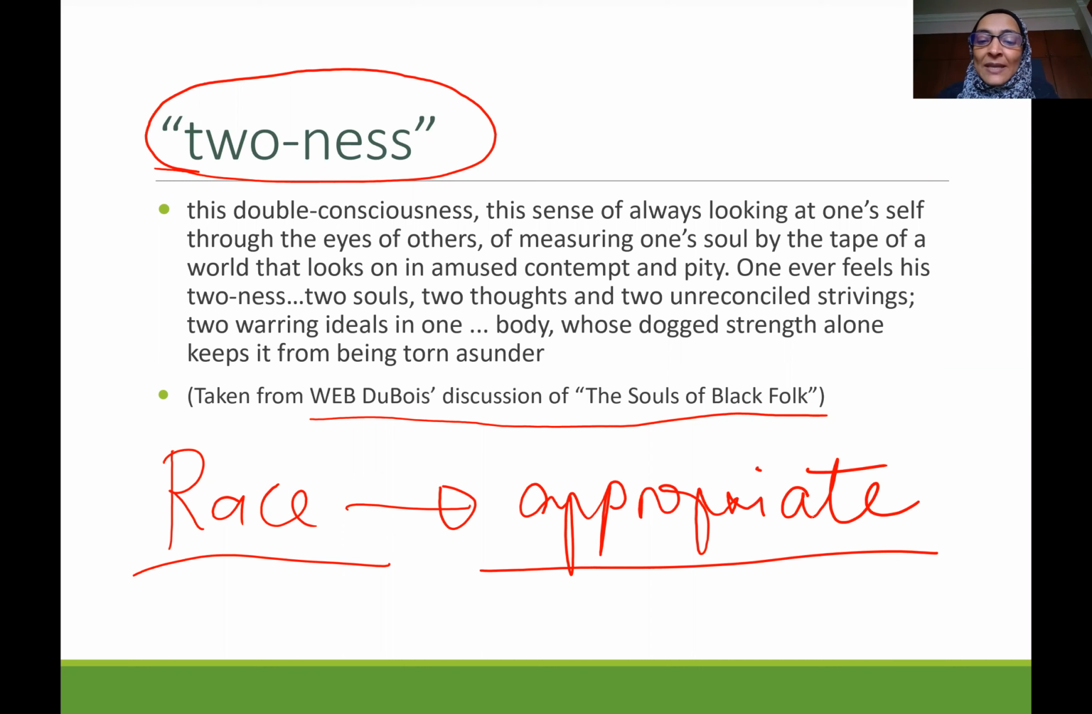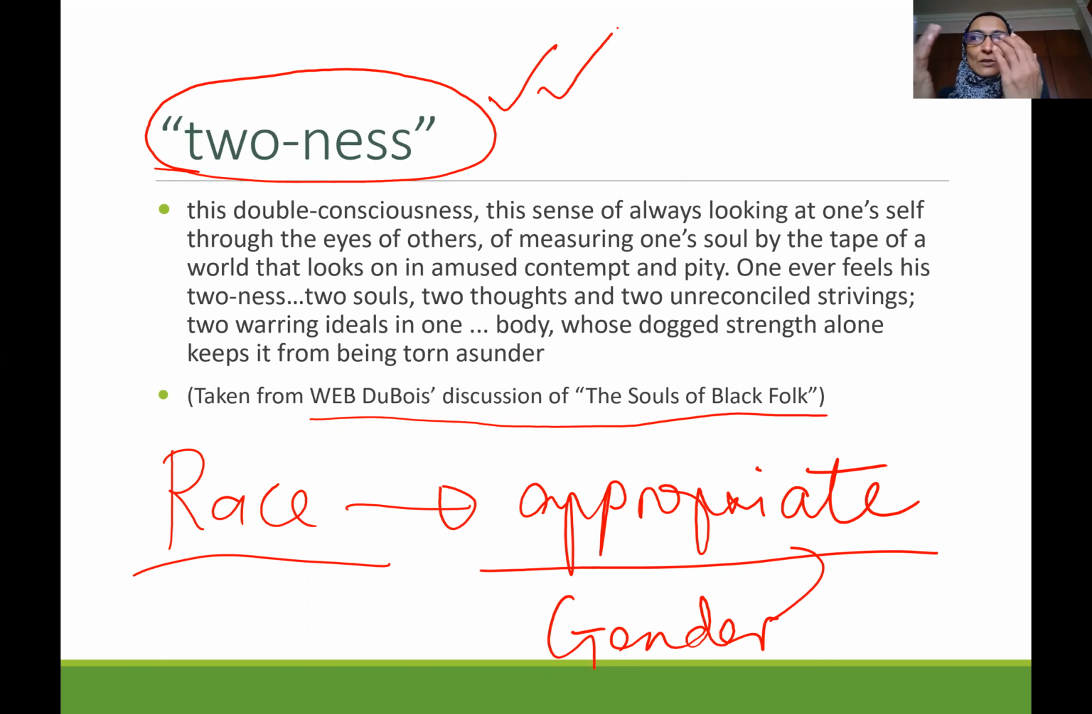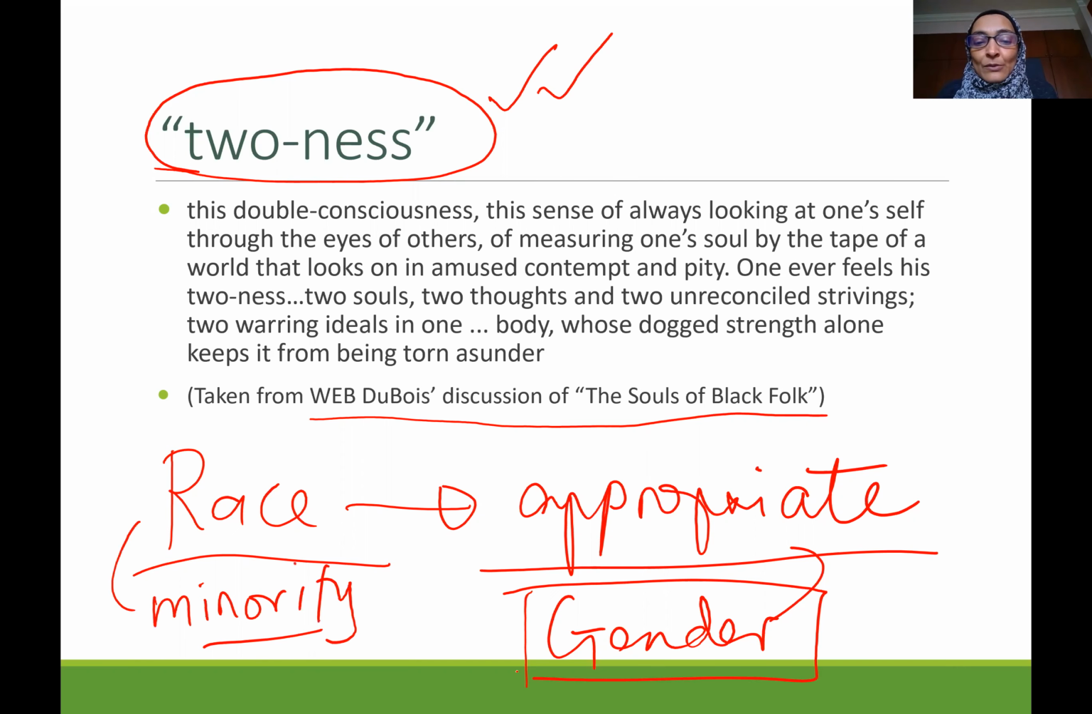We can appropriate this concept into today's discussion on gender, because what Du Bois describes, the experience that the colored person experiences, this sense of two-ness, this double consciousness of looking at yourself from your point of view and looking at yourself from somebody else's point of view. It comes across in race, it comes across in minority experiences, but it can also be replicated in gender studies, you know? So the word is appropriate. That means you take something from another context, you appropriate it into another context. So this notion of two-ness, I want to appropriate it into our discussion on gender studies.